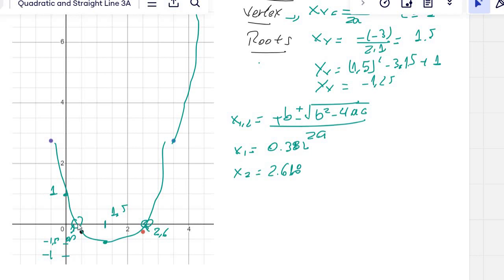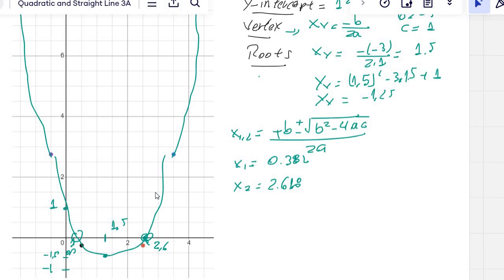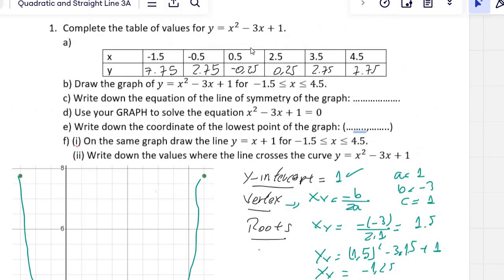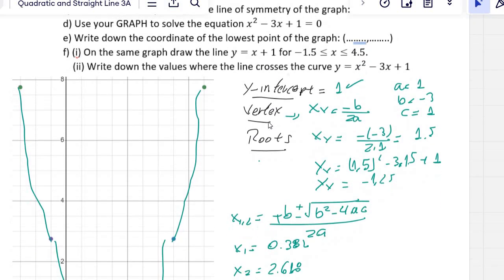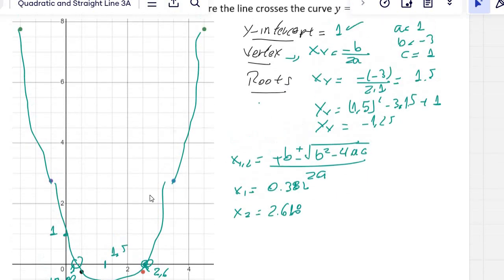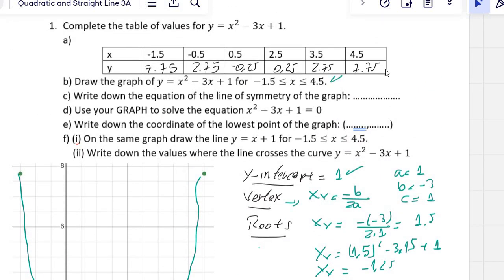Now that you have the roots and all the rest of the numbers, you plot it. You draw it by hand, a mano alzada, and then you have the graph. So you need the table of values, the y-intercept, the vertex, and the roots, and then you can draw the graph of the equation. So this is the first part, and now the second part.